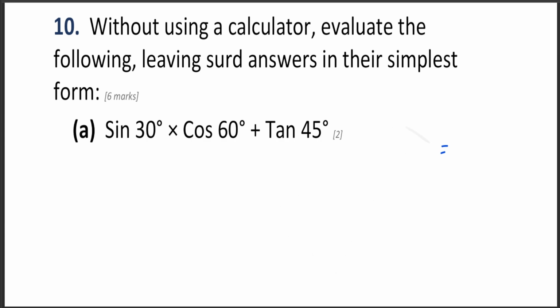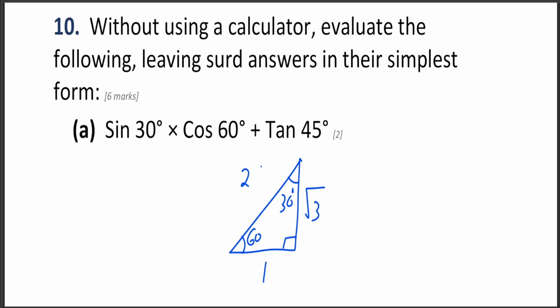Simpler way ni hivi. Simplest way, kwa vile tuligawanya, hapa ni 1, hapa ni 2, alafu hapa ni 60 na hapa ni 30. So ile opposite ya 60 tumepata ni root 3 from Pythagoras theorem, 2 squared minus 1 squared. So ukitafuta sin ya 60, cos ya 60, tan ya 60, tafute.